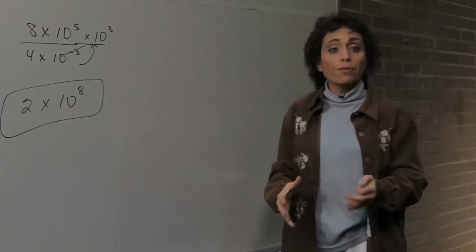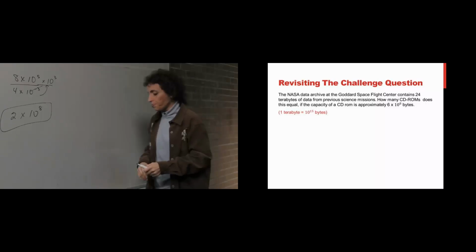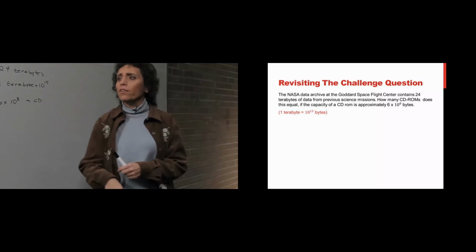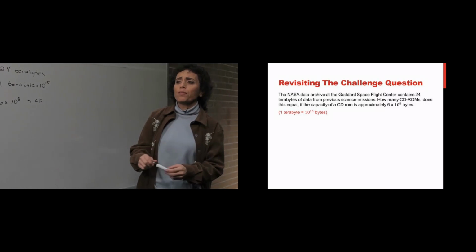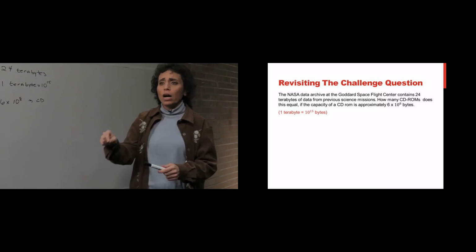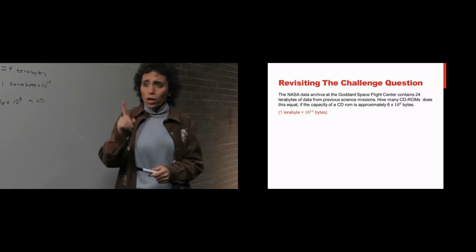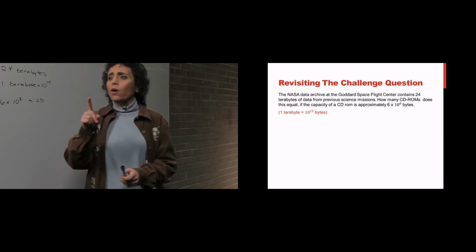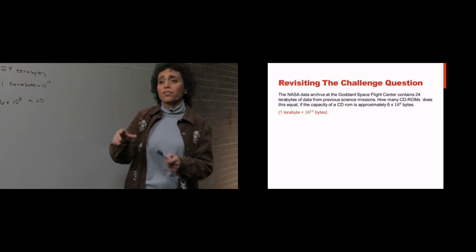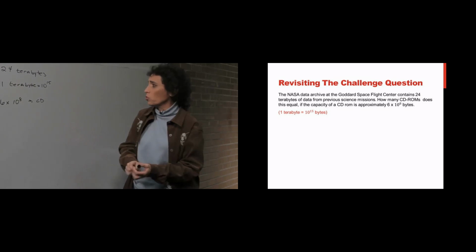Now I think we have enough information to answer the challenge question. The NASA data archive at the Goddard Space Flight Center contains 24 terabytes of data from previous science missions. How many CD-ROMs does this equal if the capacity of one CD-ROM is approximately 6 times 10 to the 8th byte? Now, 1 terabyte is 10 to the 15 bytes. What the heck does this all mean? Here's what this all means.